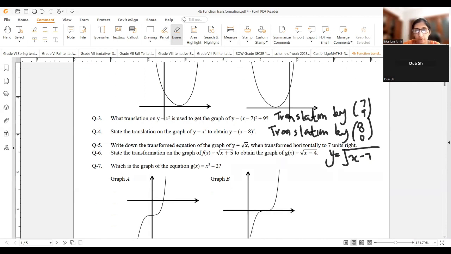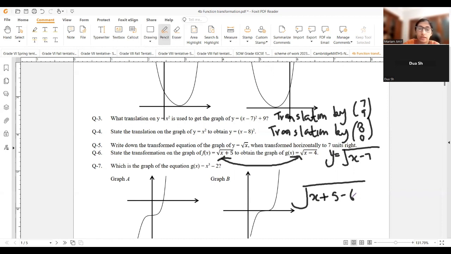Okay, question 6. State the transformation on the graph of f(x) equals square root of x plus 5 to obtain the graph of g(x) equals square root of x minus 4. What did we do to f(x) so that it becomes square root of x minus 4? We go to the right by 6 units. If you go to the right by 6 units, that would mean you're doing x plus 5 minus 6. Is it the same value as x minus 4? No.